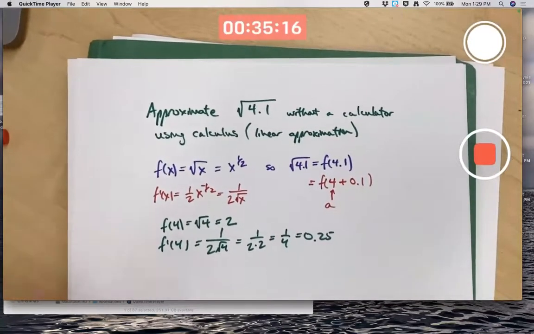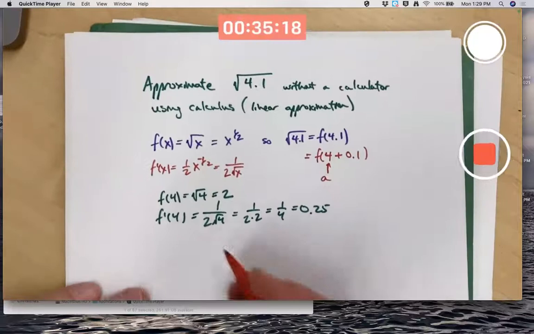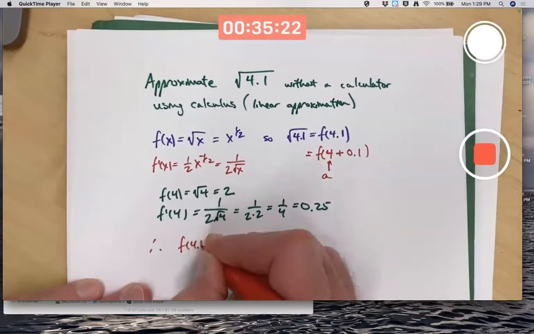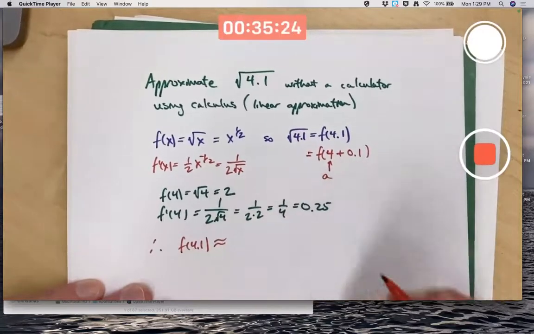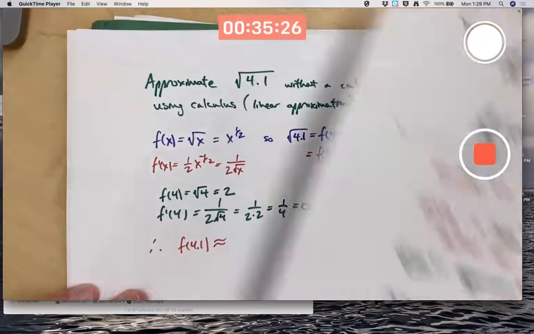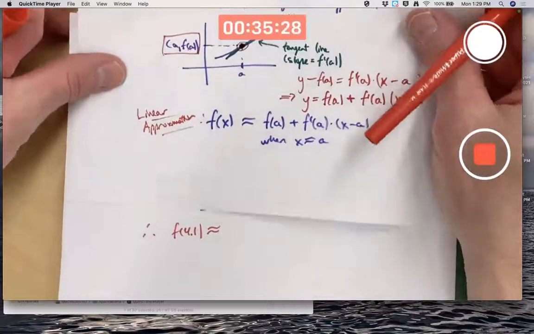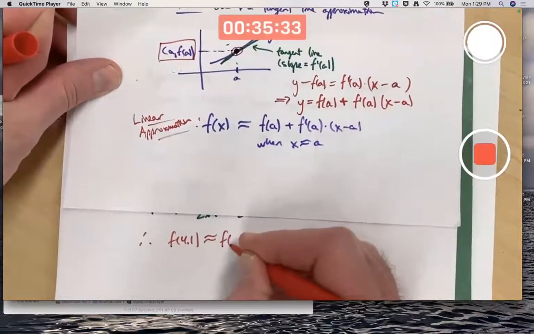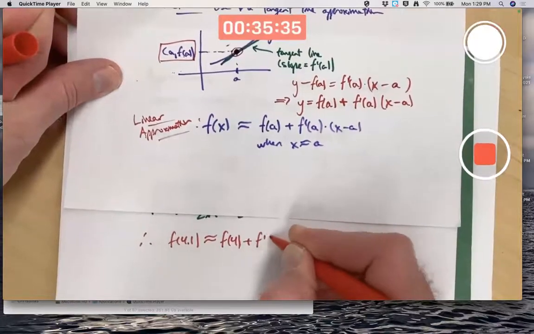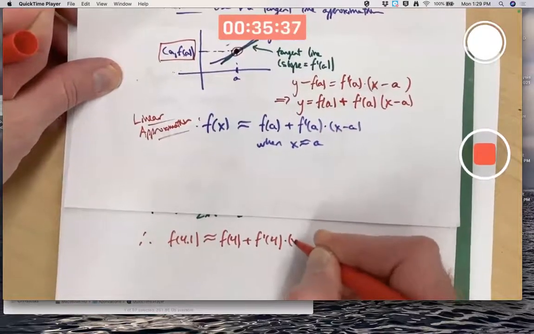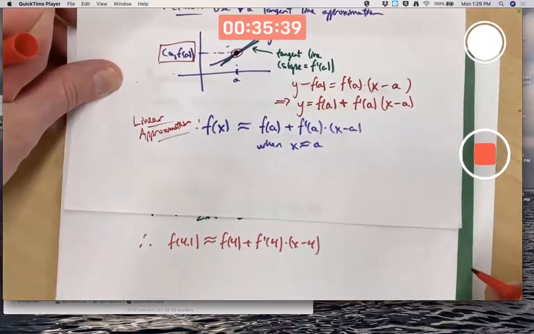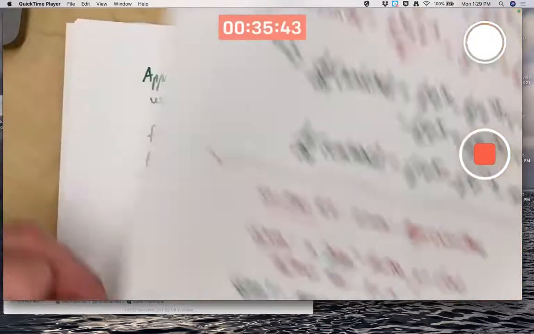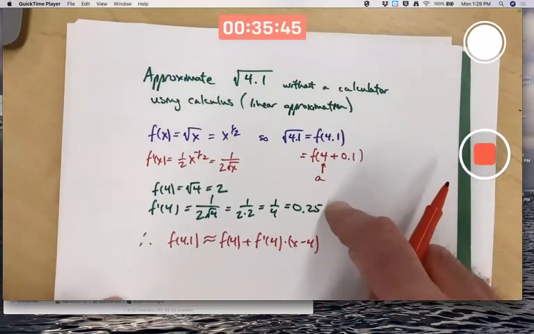Now use that linear approximation. Three dots means therefore. Therefore, f of 4.1 is approximately, using this formula here with a equal to 4, f of 4 plus f prime of 4 times x minus 4. The a is 4. I'm using 4 again because these are nice and simple numbers.